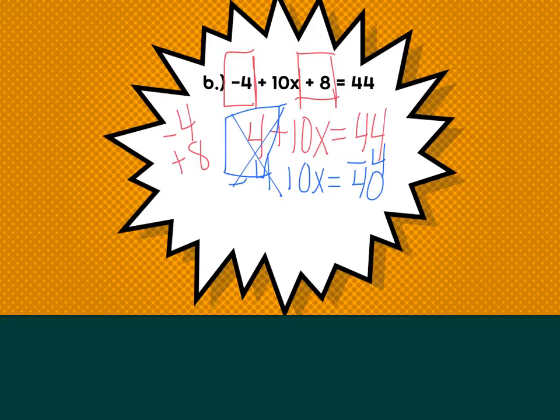Last step is to get rid of the multiplication or the division. And right now we have multiplication because we have the number and the x touching each other with no operation in between. So the inverse operation is to divide by 10. That cancels out the 10, leaves x. We have a positive divided by a positive, which leaves a positive, and 40 divided by 10 is 4. Our answer is x equals 4.